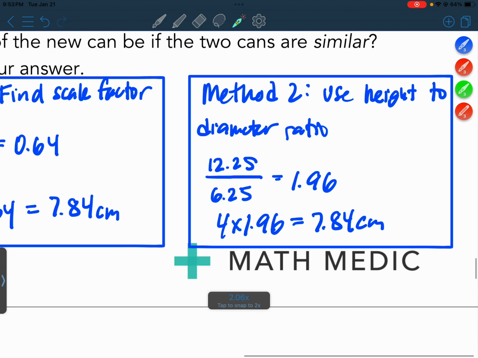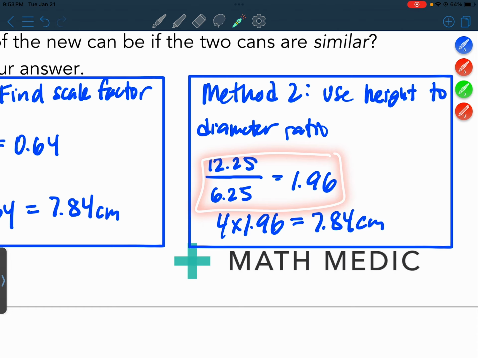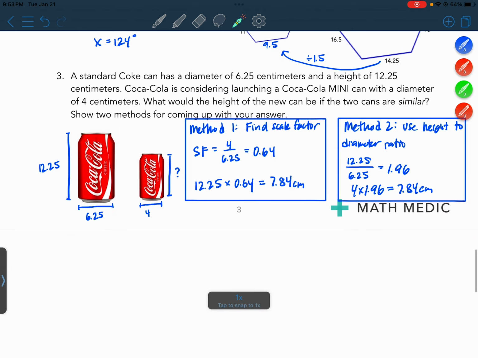Now, if you use the whole numbers with the decimals and everything, you get 1.96, which is pretty close to 2. So I can use 1.96, or if you just want to round to 2, that works as well. And so we'll take the measurement from the mini can, multiply by that factor of 2 to figure out how tall it is. It's almost 8 centimeters tall. Makes sense. 4 times 2 is 8.